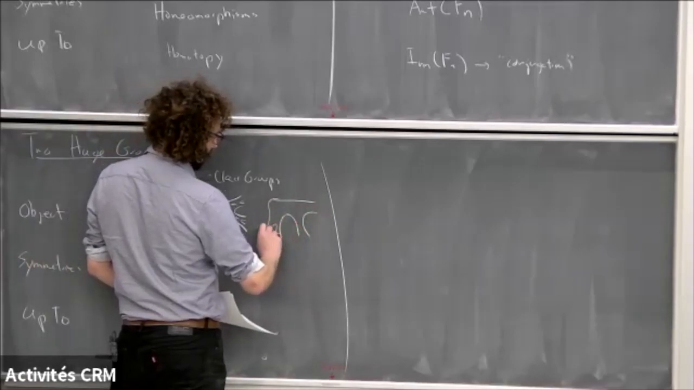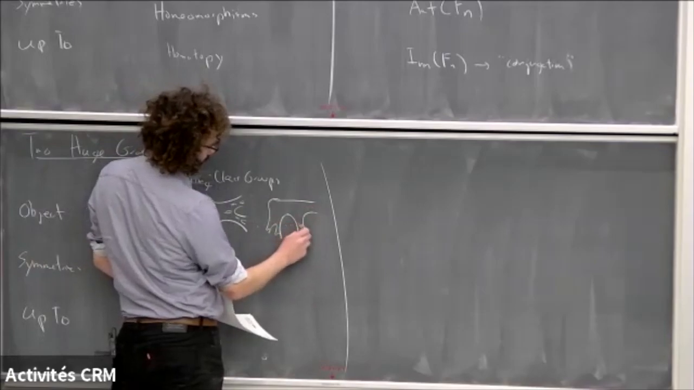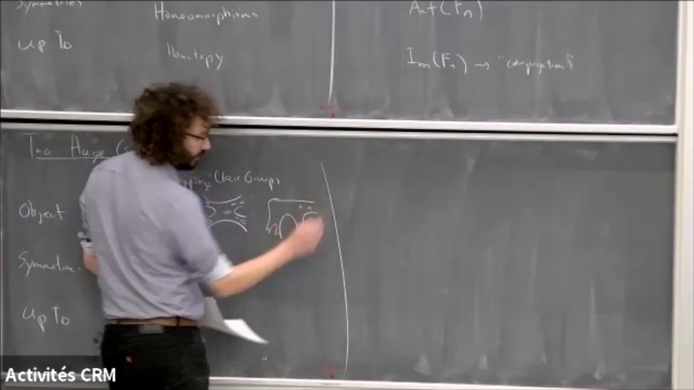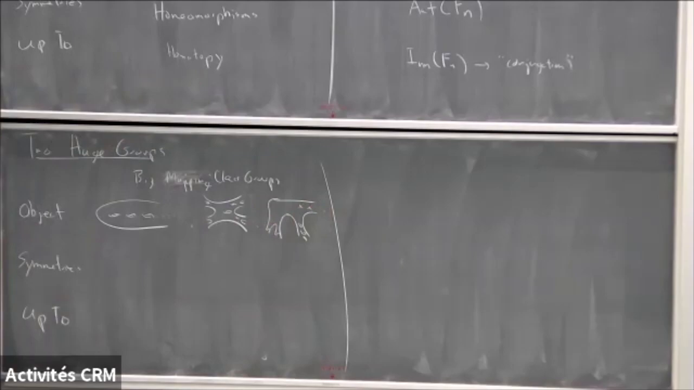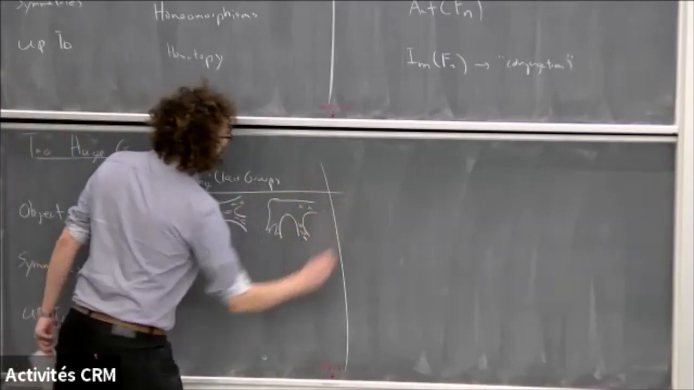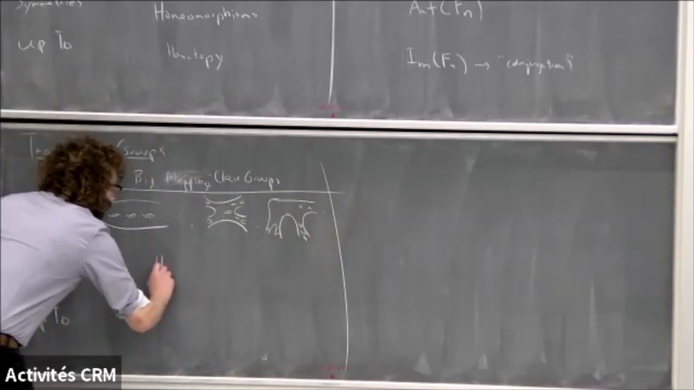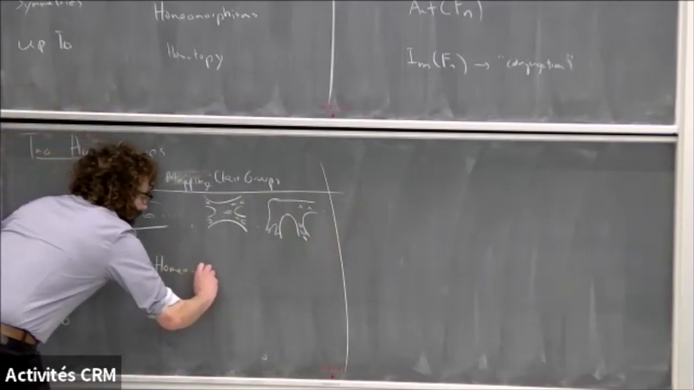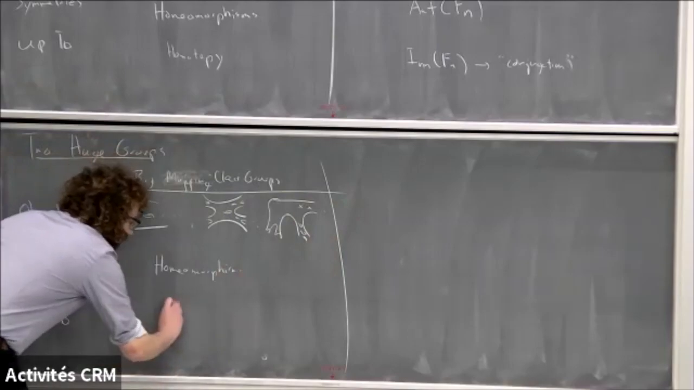Maybe here it branches repeatedly, and maybe here there's genus going down, and maybe here there's punctures. You can really do whatever you want. So you start with a surface like that, and then you can just define the exact same group. So it's the group of homeomorphisms up to homotopy.